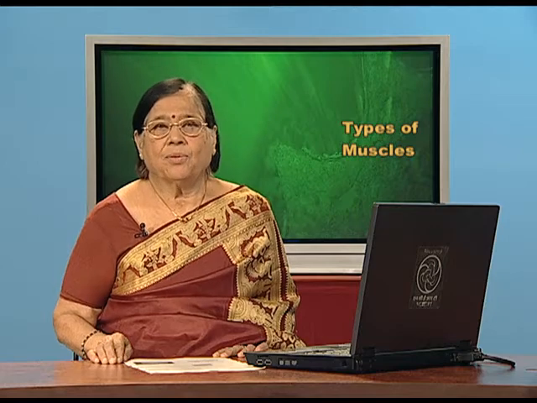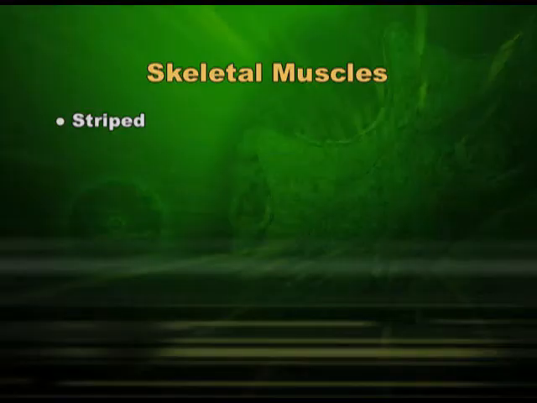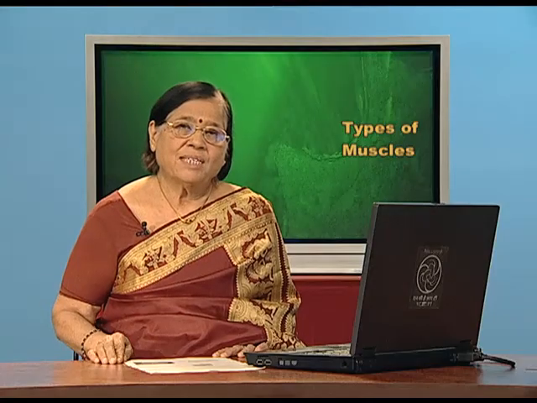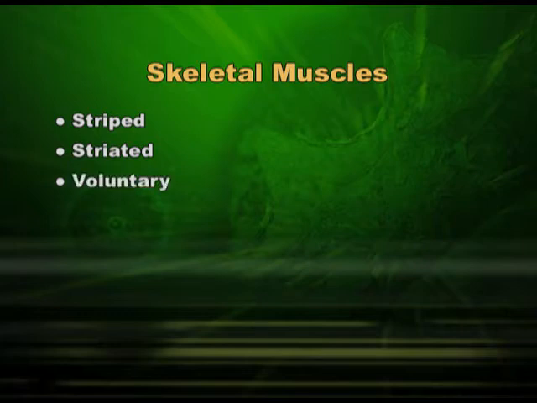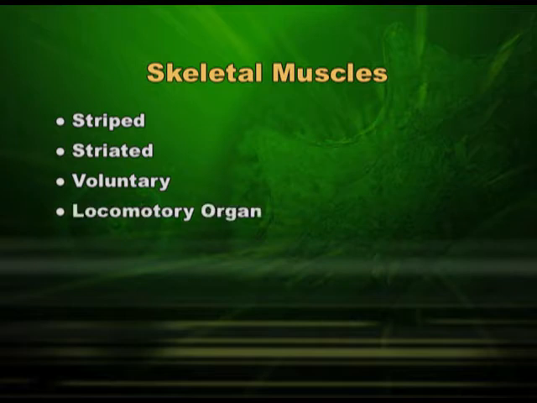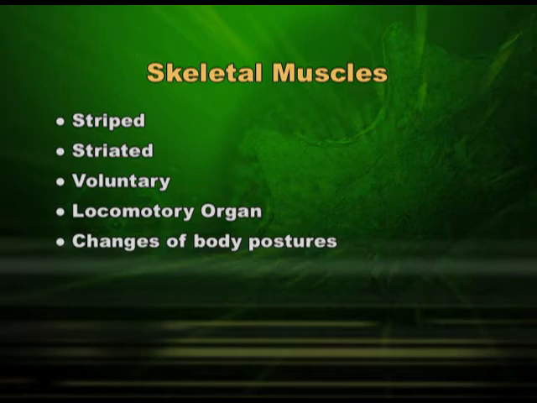If we see it under the microscope, it looks striped, and hence it is called striped muscle also. And because striations are seen, sometimes we call it striated muscle as well. So, skeletal muscle will be striated or striped, that is one feature. It is voluntary in nature, and that is why it is found in locomotory organs, which help in change of position. So, for example, if I want to move my hand or my fingers or my thumb, this will be a voluntary action on my part, and this will be helped by the skeletal muscle attached to that bone.